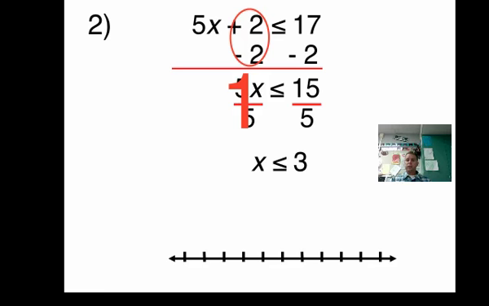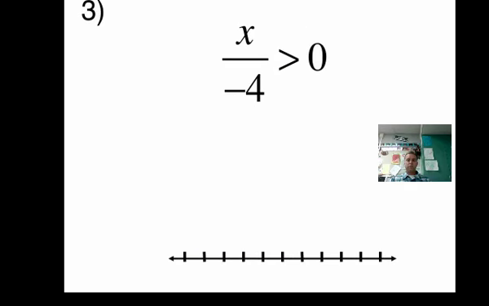X is less than or equal to 3. Do we need to change the sign? Did we multiply or divide both sides by a negative? Nope, so we'll leave it. And open or closed circle? This time it's going to be a closed circle since it's less than or equal to. As long as the variable's in front, whichever way the inequality sign's pointing, that's the way we're going because we're looking for numbers smaller than x. And to the left is where they're smaller than x.